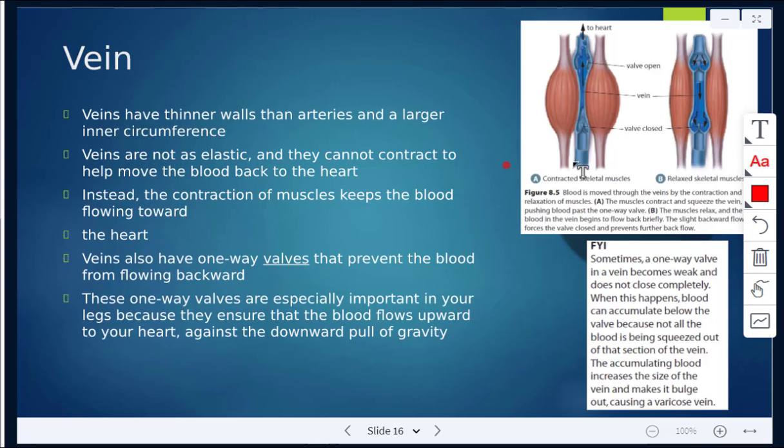All right, so it's very important to always be moving and stretching and so on, especially your legs, especially if you have a job where you're just standing for long periods of time. It's important because it's the contraction of muscles that keeps the blood flowing towards the heart.